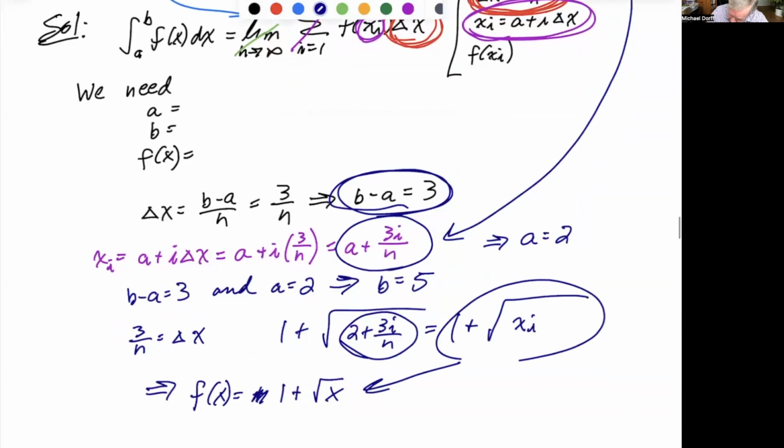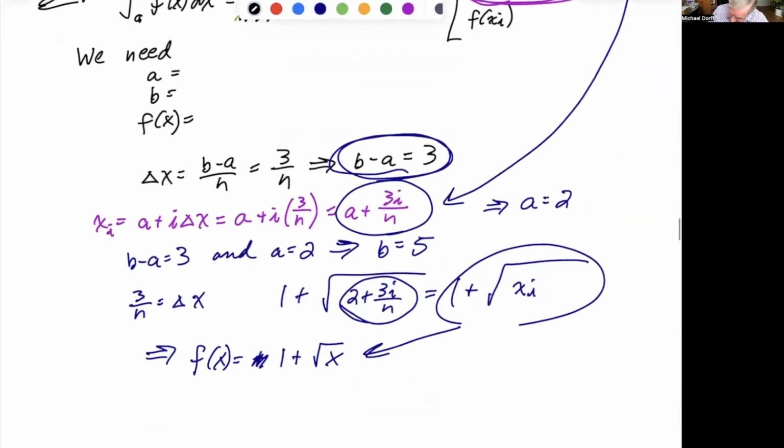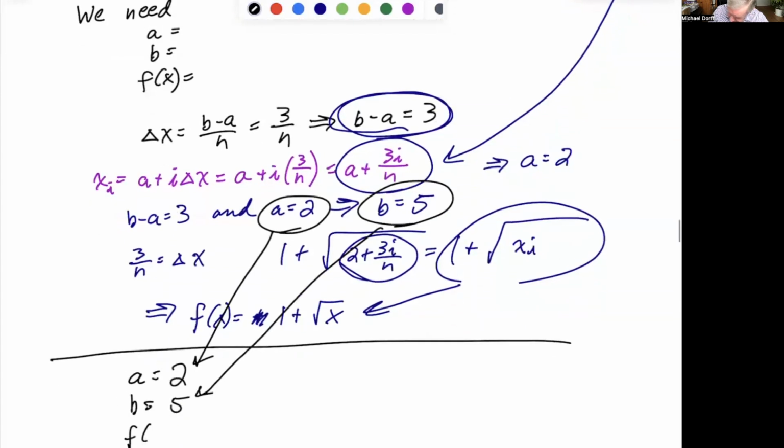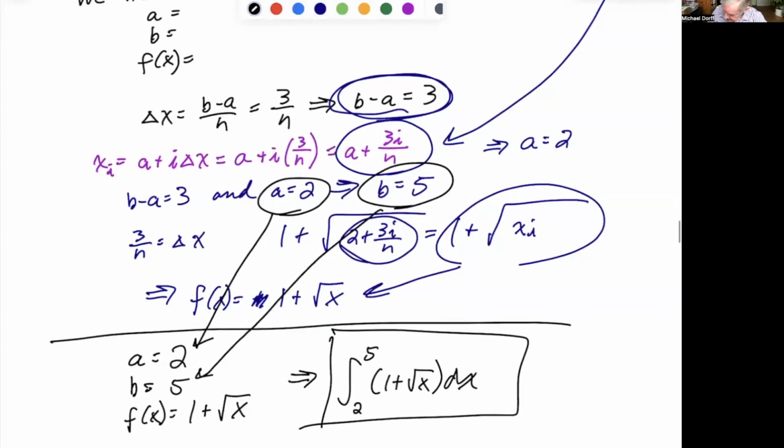And so what I have in the end is a equals 2 from what we got above, b equals 5 from up here, and f of x equals 1 plus the square root of x. So using all that, I get the integral from 2 to 5 of 1 plus the square root of x dx. All right, so that is my answer on this one right here.